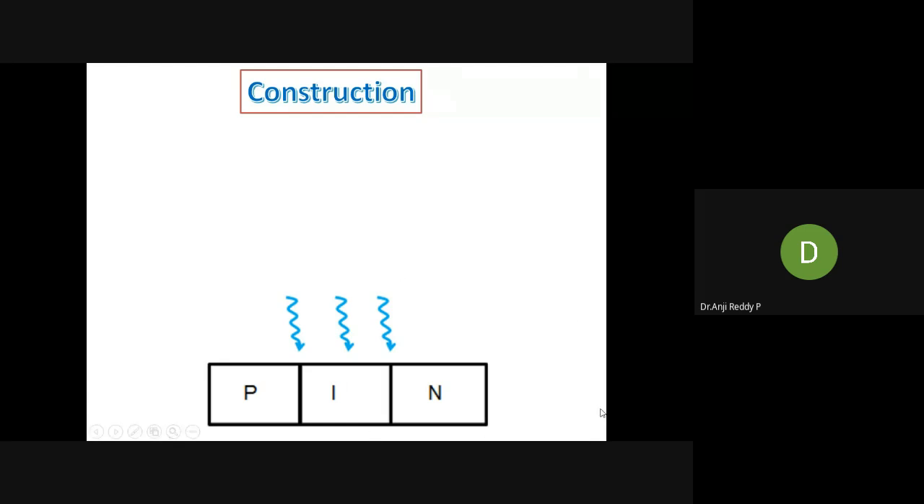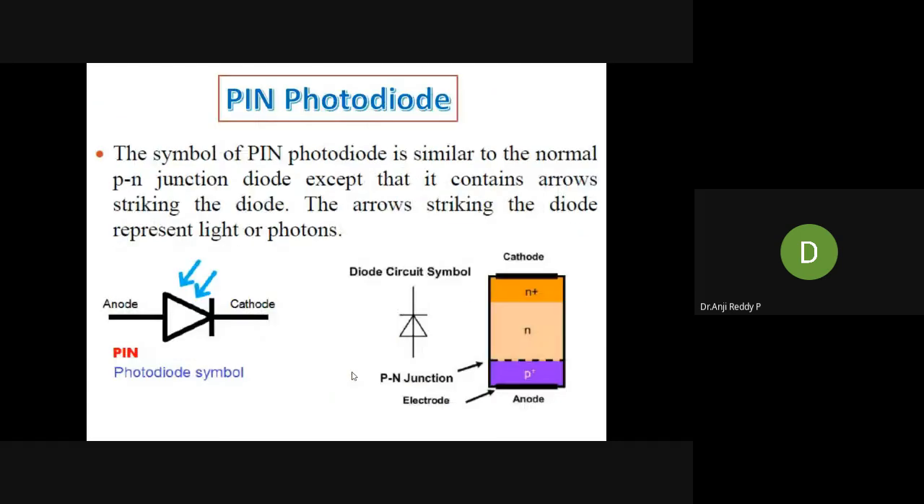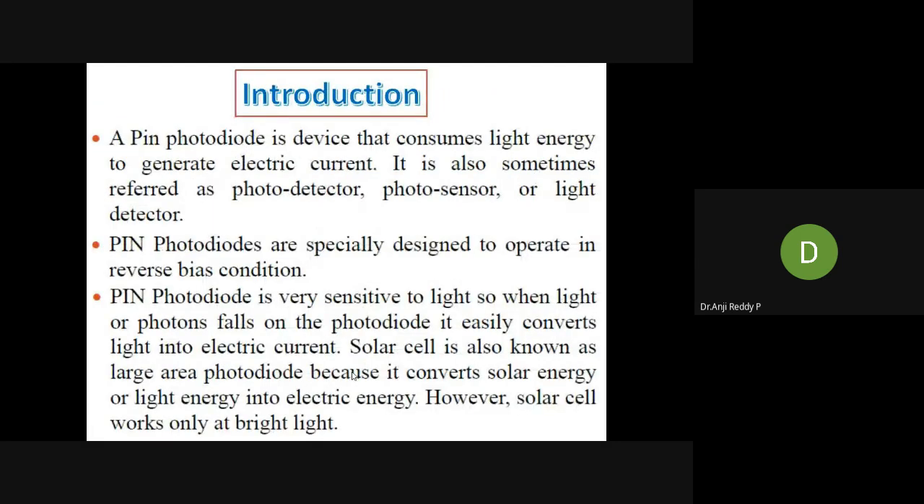That's why this will act as a resistor. No current is flowing here because of the large width of the depletion region. Okay, then we can call it a resistor. Then why do we have to connect it in reverse bias?